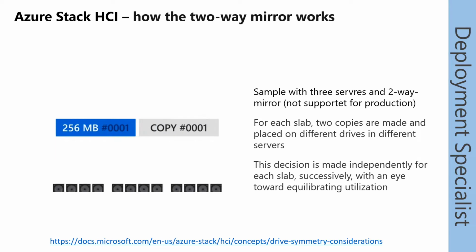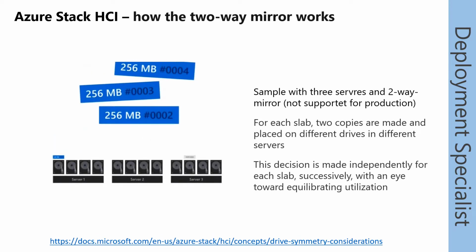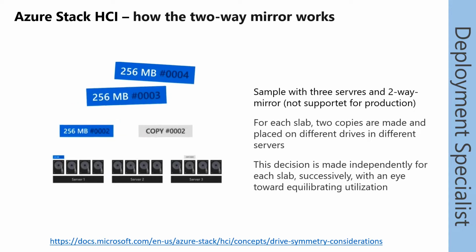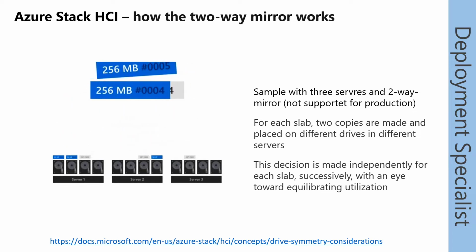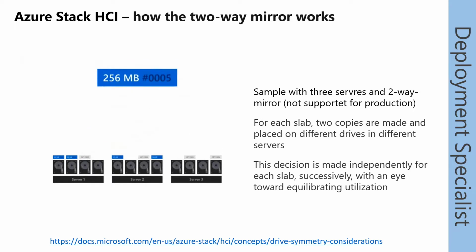So this is the reason why the two-way mirror is not displayed in Windows Admin Center. Here, the two-way mirror is in the animation because it's easier to understand how the workflow works. And I think you can imagine another color, let's add yellow or green, and then we would have another copy for the three-way mirror.